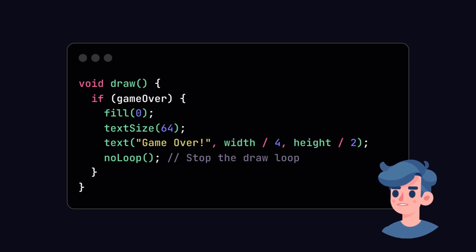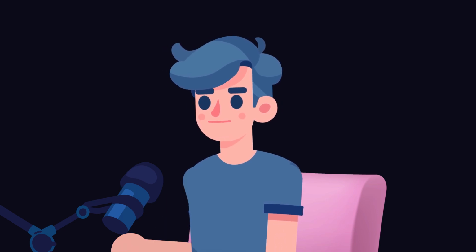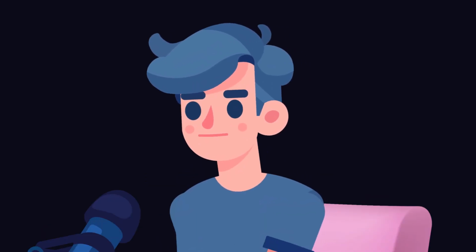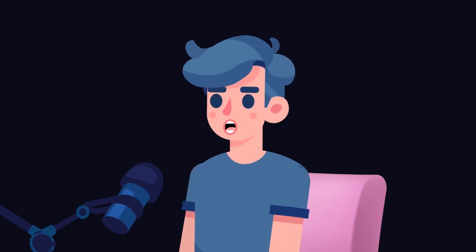Now, let's display the game over message when this happens. Using noLoop(), we stop the draw loop when the game is over, preventing any further updates to the game state. Great! We now have a functioning game. Let's adjust some of the constants to fine-tune gameplay.